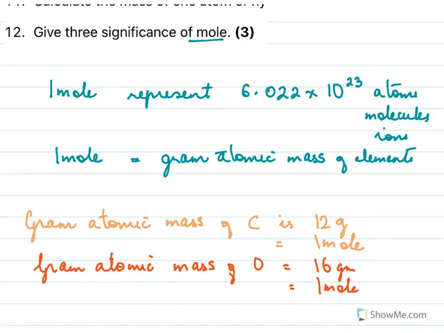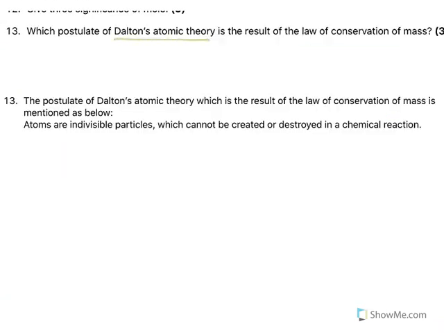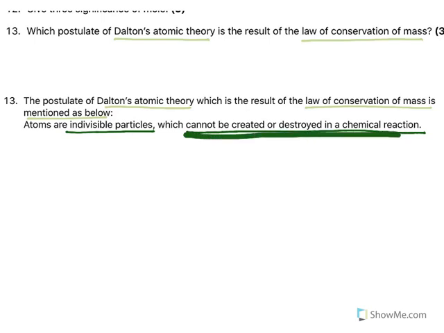Which postulate of Dalton's atomic theory is a result of law of conservation of mass? The postulate of Dalton's theory, which is a result of law of conservation of mass, is that atoms are indivisible particles which cannot be created nor destroyed in a chemical reaction. This is important. Atoms cannot be created nor destroyed in a chemical reaction. This has the same implication as law of conservation of mass.